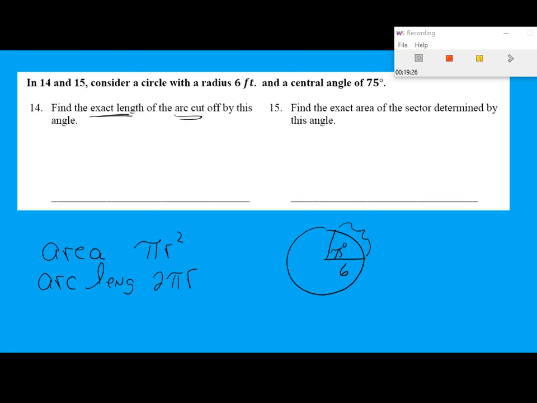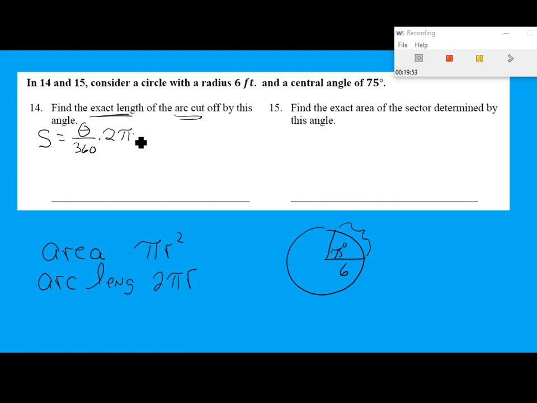So what I'd like for you to do is think about what the formula looks like first before we plug in any number. And our book likes to use S for arc length. You'd think they're going to use A, but they use A for area. So my arc length is going to look like this. It's going to be the angle that I'm working with out of 360, because I'm dealing in degrees, times 2 pi r.